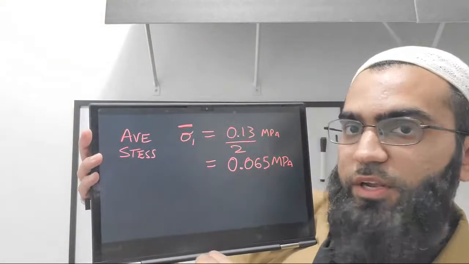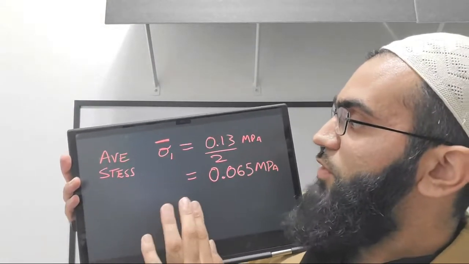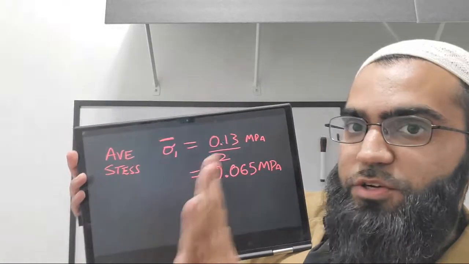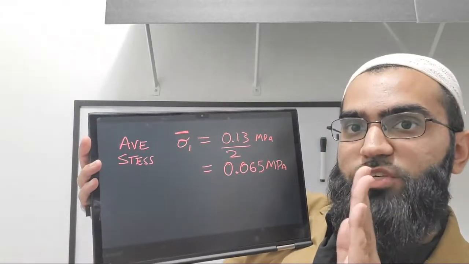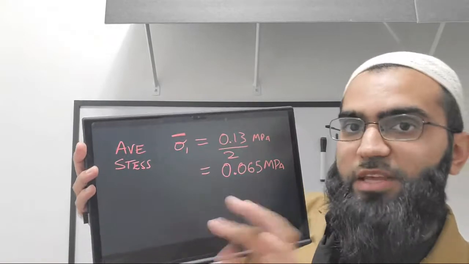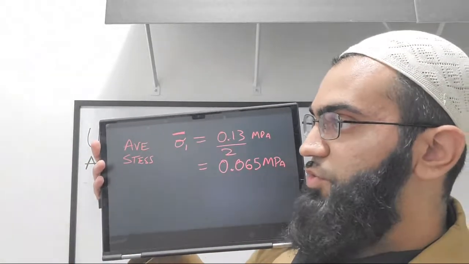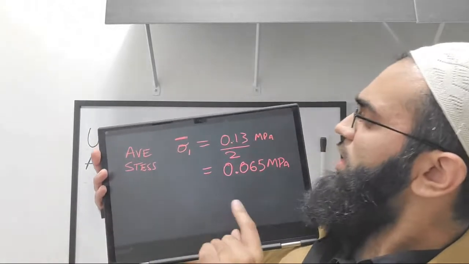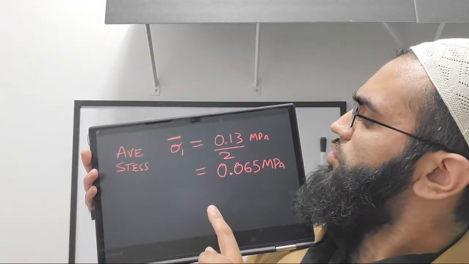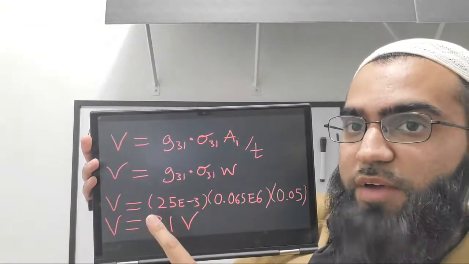So let's then calculate the average stress. We found that 0.13 megapascals was the average stress on the fixed end. We divide that by 2, assuming we're going linearly down to 0 as we reach the free end, and that's 0.065 megapascals. So we calculate the average stress.